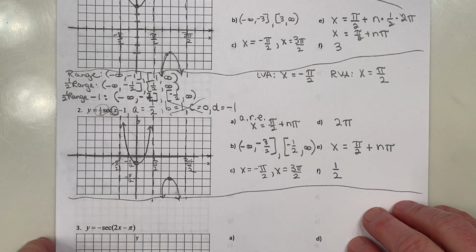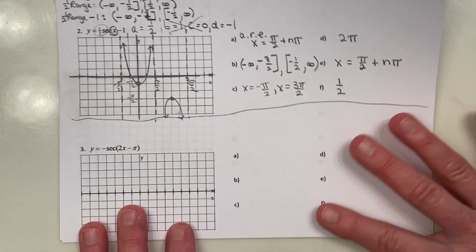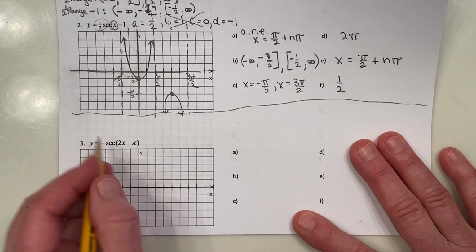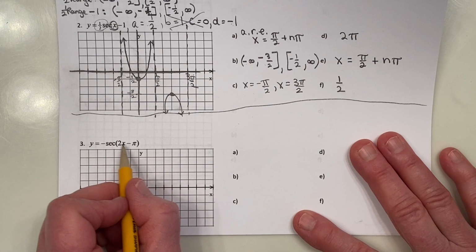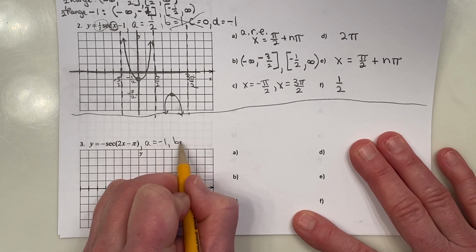All right, a couple more examples. Let's look at 3. Well, I notice I have a reflection. I notice a B value, and I can't say that this is C until I factor out the 2. So A is negative 1, B is 2.